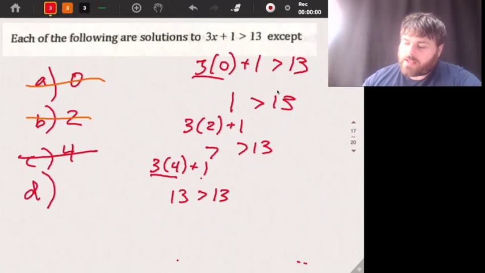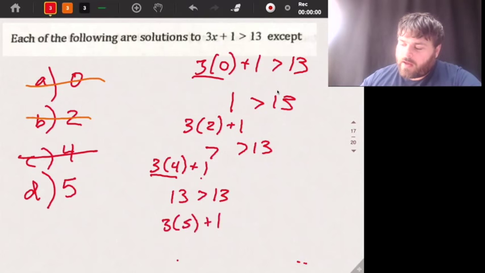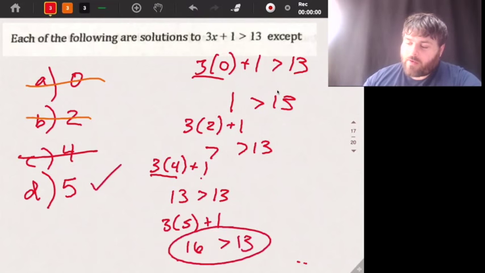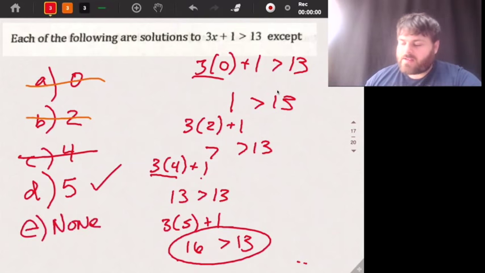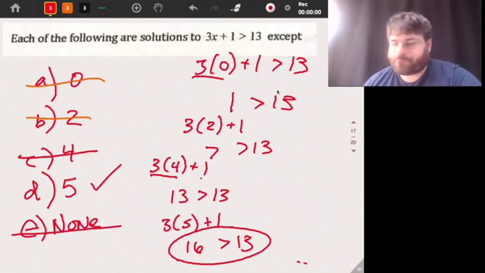All right, so we get D, 5. When we plug in 5, it's going to work, right? 3 times 5 is 15. Plus 1 is 16. 16 is greater, so it works. All right, E says none, but it's not that because we already found our solution.